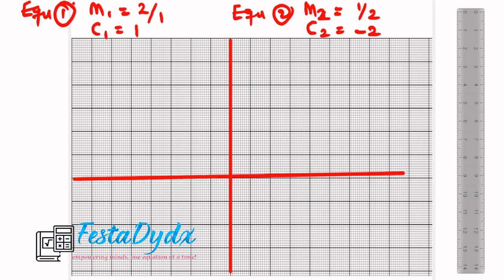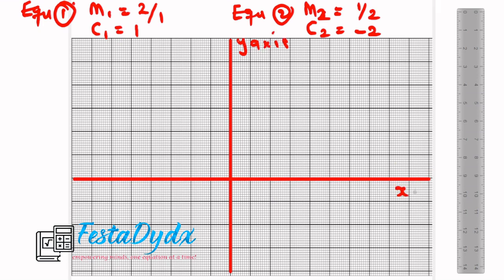Please use a ruler. I will always advise that you use a ruler. So now we'll have the y-axis and then the x-axis. The next thing we're going to do is plot this graph. Whenever I want to plot this graph, remember I said the C is the y-intercept, meaning the value of y on the line.